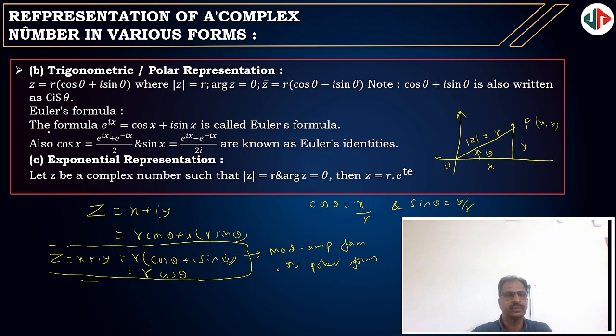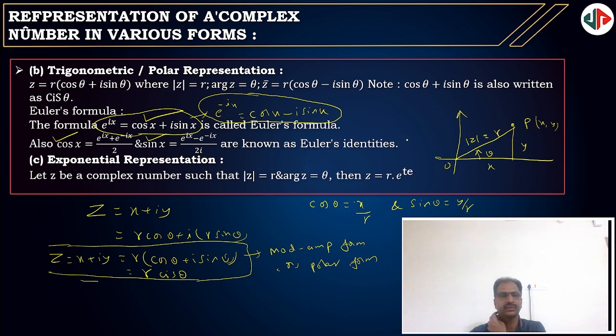And what is Euler's formula? e power ix is equal to cos x plus i sin x, which is known as Euler's formula. Then what will be e power minus ix? cos x minus i sin x. Replace i with minus i. When you add these two, you will get 2 cos x. So what is 2 cos x? e power ix plus e power minus ix. So what is cos x? e power ix plus e power minus ix by 2. When you subtract these two, you will get 2i sin x on the right side. These two are known as Euler's identities. Okay.